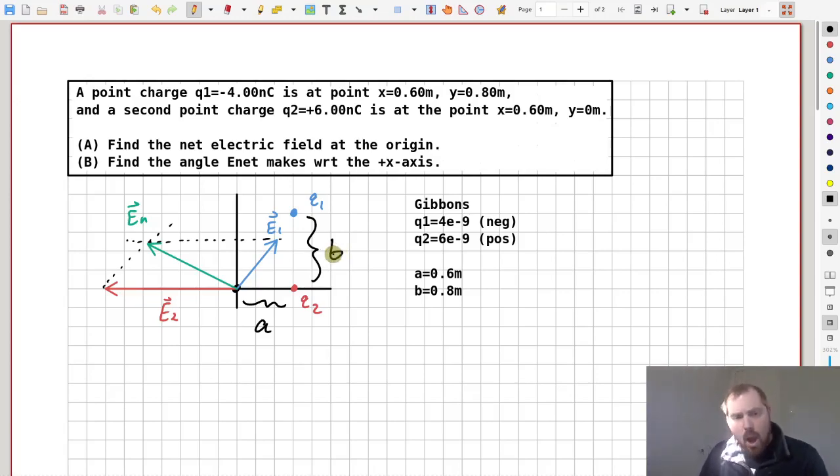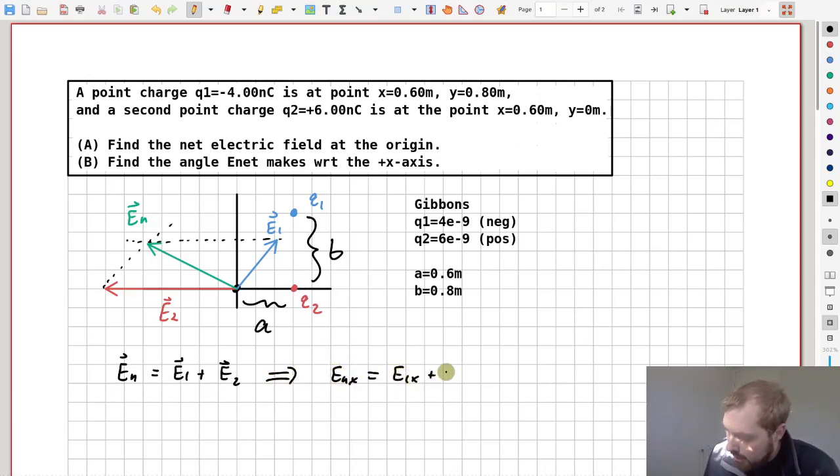Right. So, how are we going to go about doing this? How are we going to find the net electric field? Well, for starters, what we want to do is break this down into steps. Let's find the magnitude and components of electric field one, magnitude and components of two, then add things vectorially. So the big picture, what we're going to do is find our net field. Our E net as a vector equation is going to be E1 vector plus E2 vector. Breaking that into component form, you could write this as E net x equals E1x plus E2x, and E net y equals E1y plus E2y.